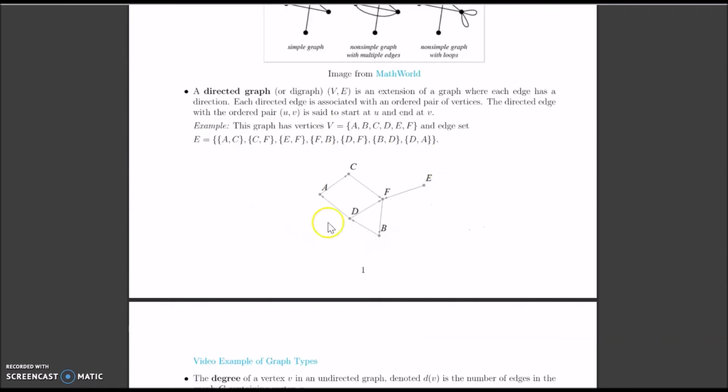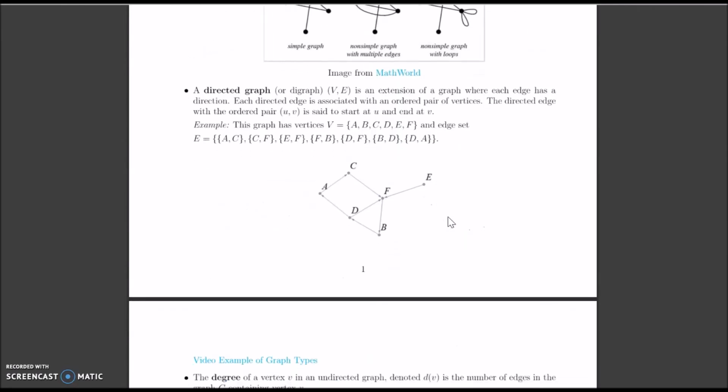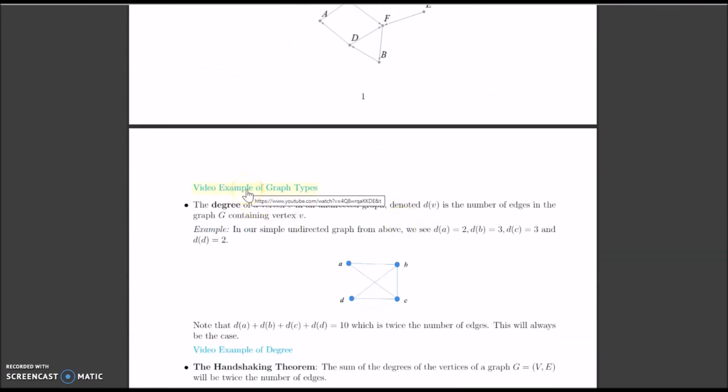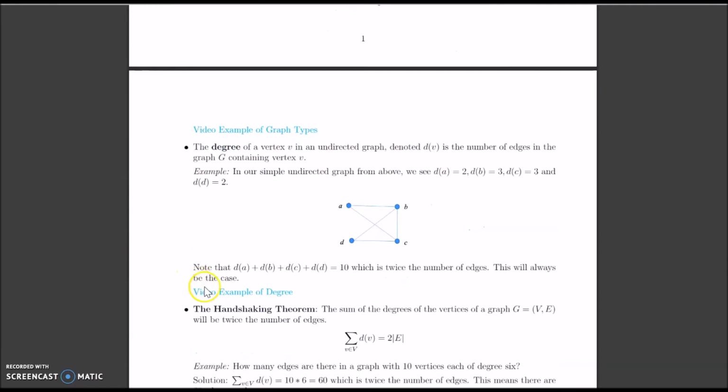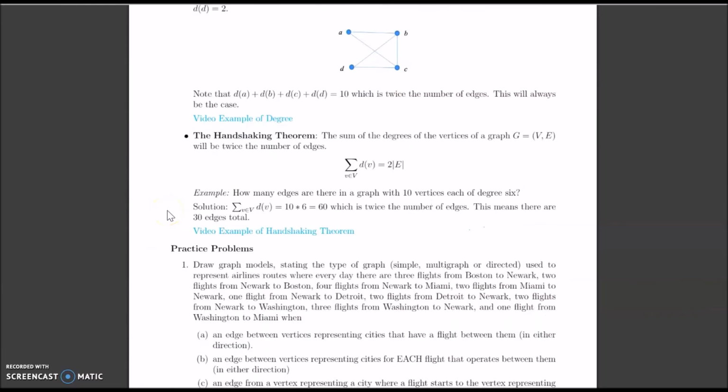Here's that example of a directed graph. And here's a great video to watch that gives some more examples. Here's a video you can watch about calculating degrees some more. Here's a really nice example that I want you to think through.